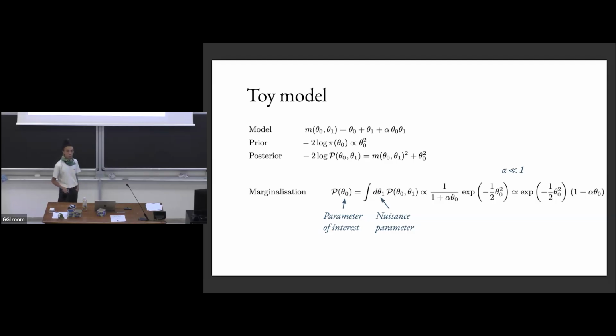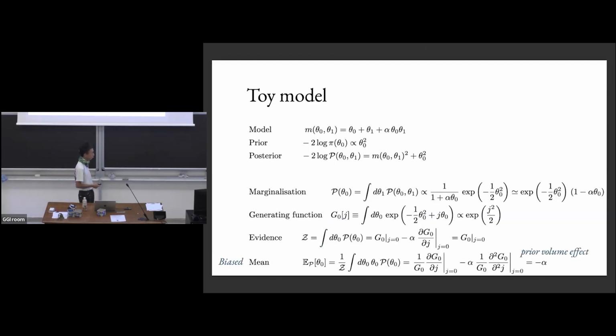So now what we want to compute is the posterior mean estimator, essentially by computing the first moment of the posterior distribution. This can be done by introducing a Gaussian generating function, g. By taking derivatives of g, I can compute the zeroth moment, the normalizing evidence, and the first moment, which is the mean estimator of our parameter of interest. And what we see is that the mean is biased by exactly a value which is proportional to the coupling constant alpha. This is what we call the prior volume effect.